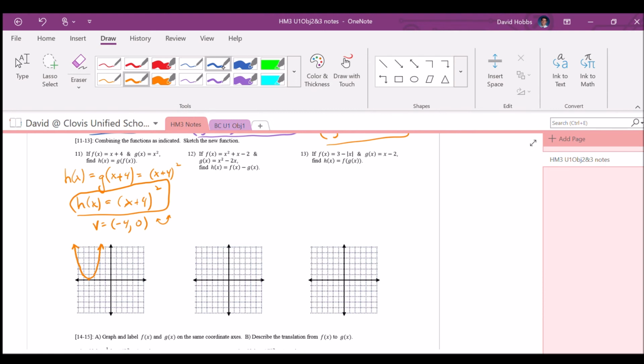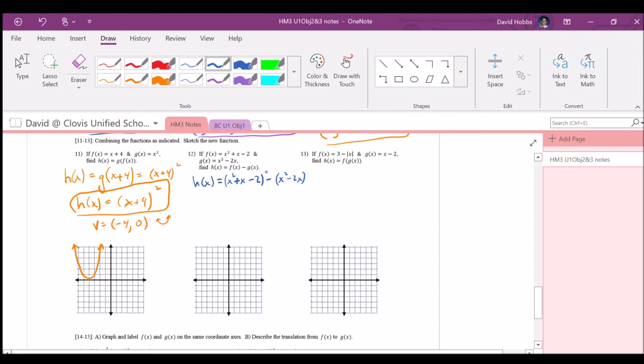Okay, the number 12. If f of x is x squared plus x minus 2 and g of x is x squared minus 2x, then find the new function, which is f minus g. So, okay, let's just do what it tells us to do. So h of x is f, what's f? X squared plus x minus 2 minus g, which is x squared minus 2x.